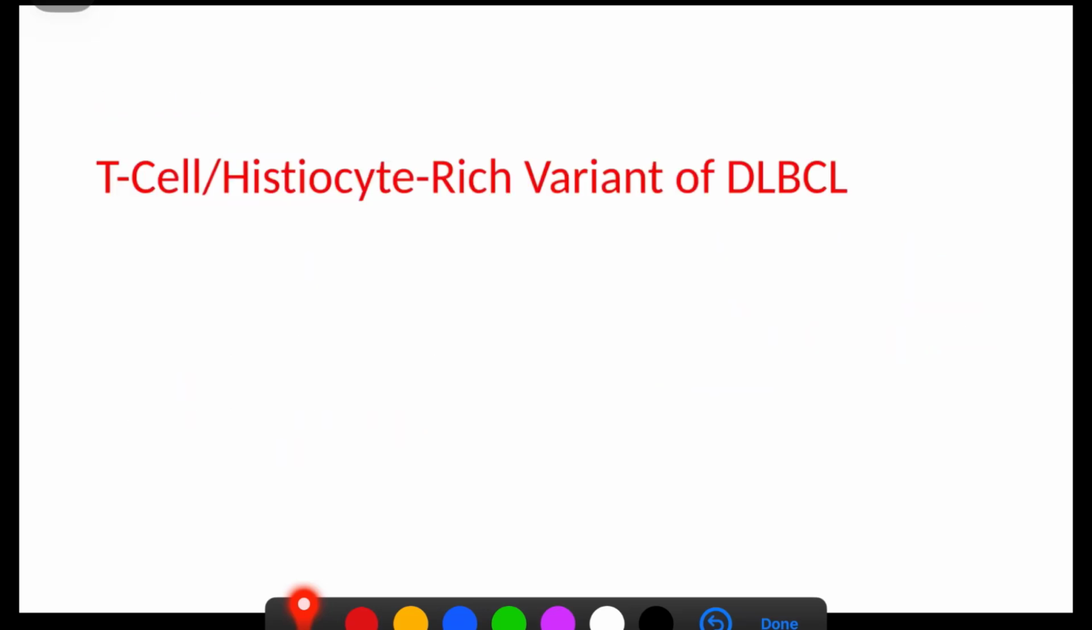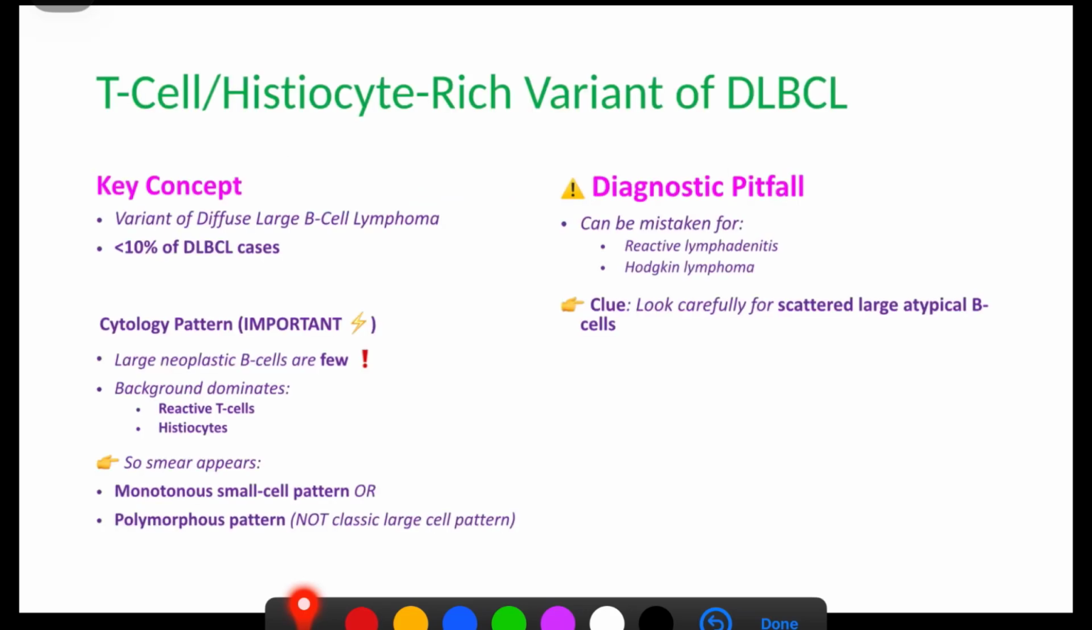So let's see another variant, which is the T cell or histiocyte rich variant of DLBCL. We have already discussed it in our previous video, but let's revise. Mostly less than 10% of DLBCL cases show this variant.